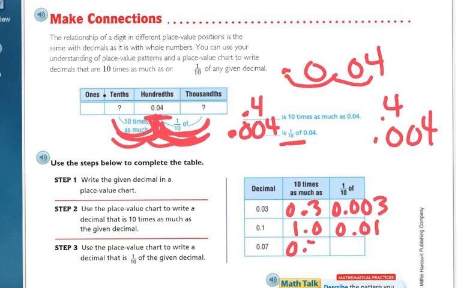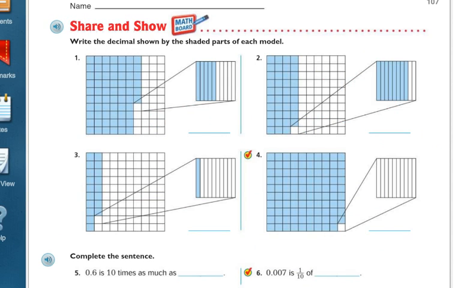0.07 is going to be 0.7. And then if I'm doing 1/10 as much, it's going to be 0.007. Because remember, 1/10 as much is going to be a smaller number, and 10 times as much is going to be a greater number.